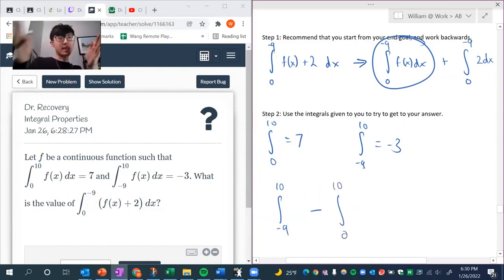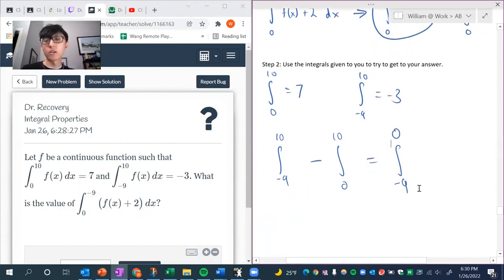So negative 9 to 10, and I subtract the part that's from 0 to 10. What am I left with? I want to be left with just the integral from negative 9 to 0, which is basically what I'm looking for. Right? So let's see what this is going to be equal to. The integral from negative 9 to 10 is negative 3, minus the integral from 0 to 10 is 7. So that's going to be equal to the integral from negative 9 to 10, which is negative 10.